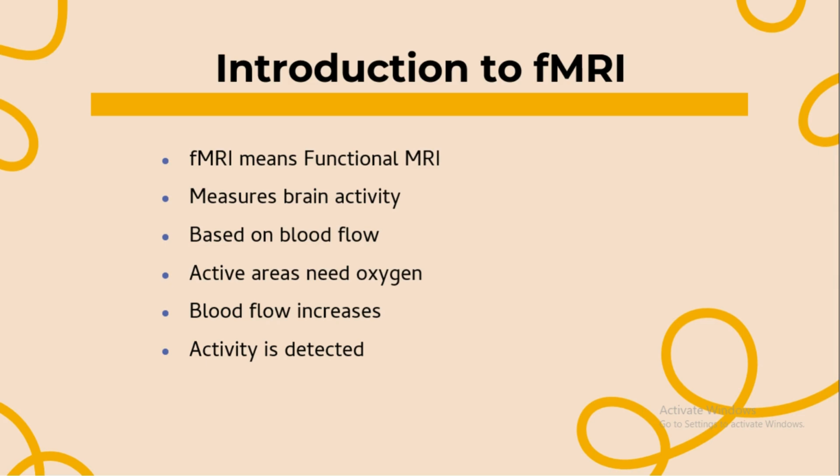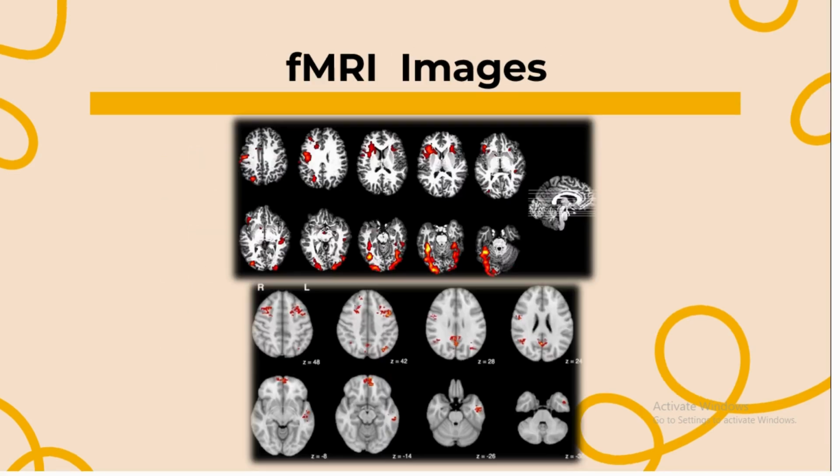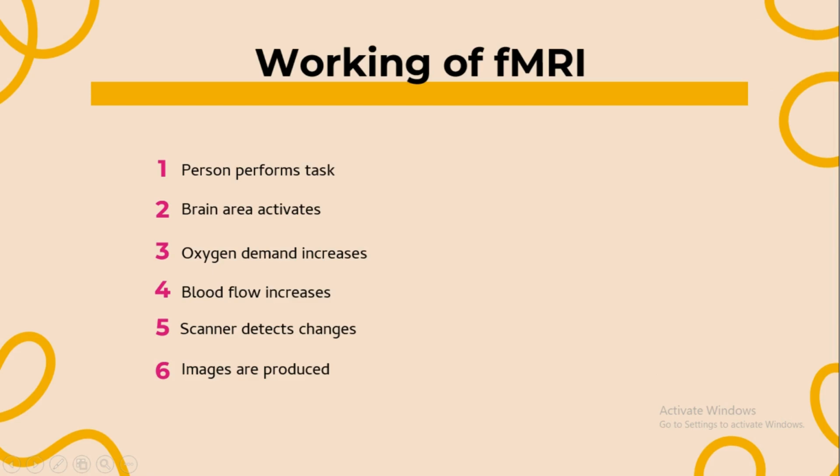So what is the fMRI? fMRI means functional MRI. It measures the brain activity based on blood flow. Active areas need oxygen, so the blood flow increases and the activity is detected. This is a typical image of the fMRI, which is used for detection of any brain problem.